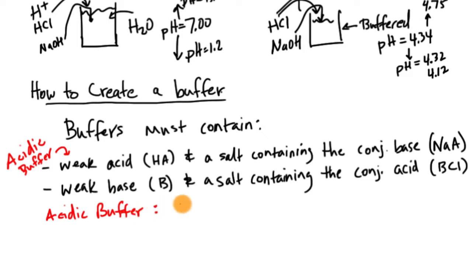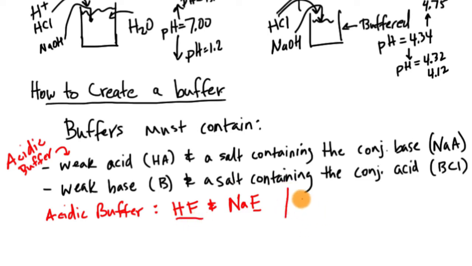It cannot be strong, and I'll explain why it can't be strong a little bit later. Something like HF, okay, and I would have to have a salt, so I could choose something like sodium because it typically dissolves and dissociates and it doesn't do anything, and I would put fluoride. So this would be my buffer solution. So what you're looking for is a weak acid and a salt containing the conjugate base of that weak acid.